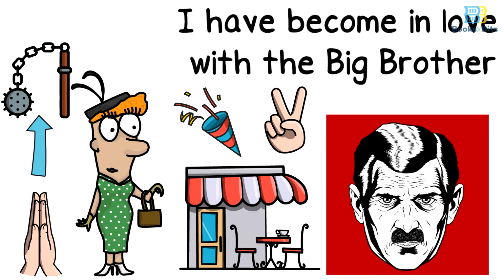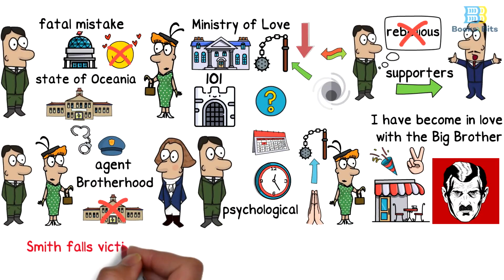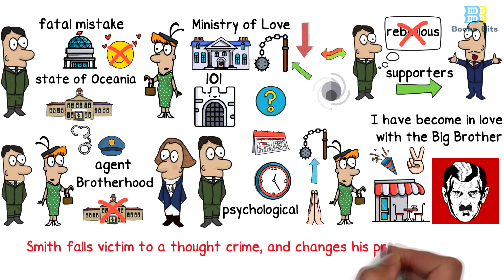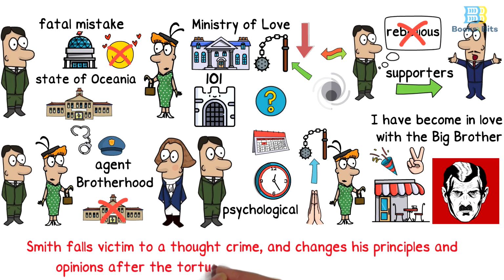Bit to remember: Smith falls victim to a thought crime, and changes his principles and opinions after the torture he was subjected to in Room 101.